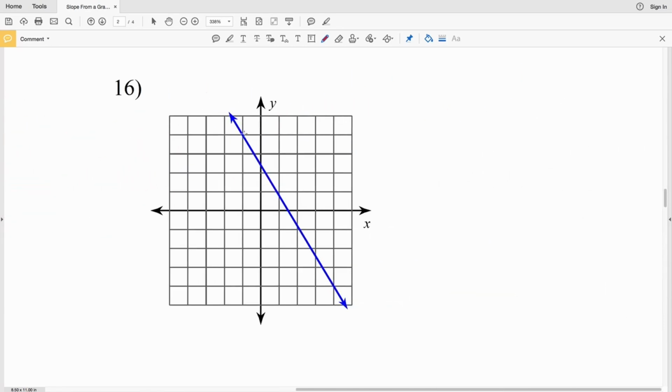And number 16, I'm going to pick this point at the left and this point on the right. In order to go from the left point to the right point, I'm going to go down 8, so that's a -8, and I'm going to have to go over 5 in the positive direction. So -8/5 is the slope for number 16.